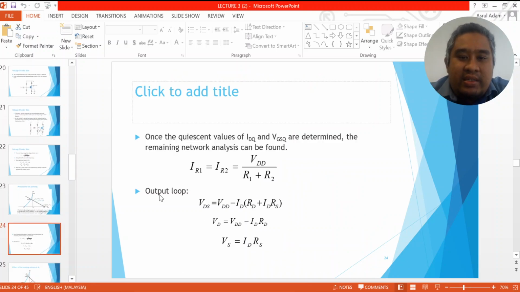For the next slide, I already mentioned that IR1 and IR2 are the same, and we can find it by using this formula. Then by applying KVL for the second loop, the same thing as you remember in the previous video, we derive the equation to find VDS by using the second loop. We apply KVL for the second loop so that we can find the equations for VDS and VS as well.